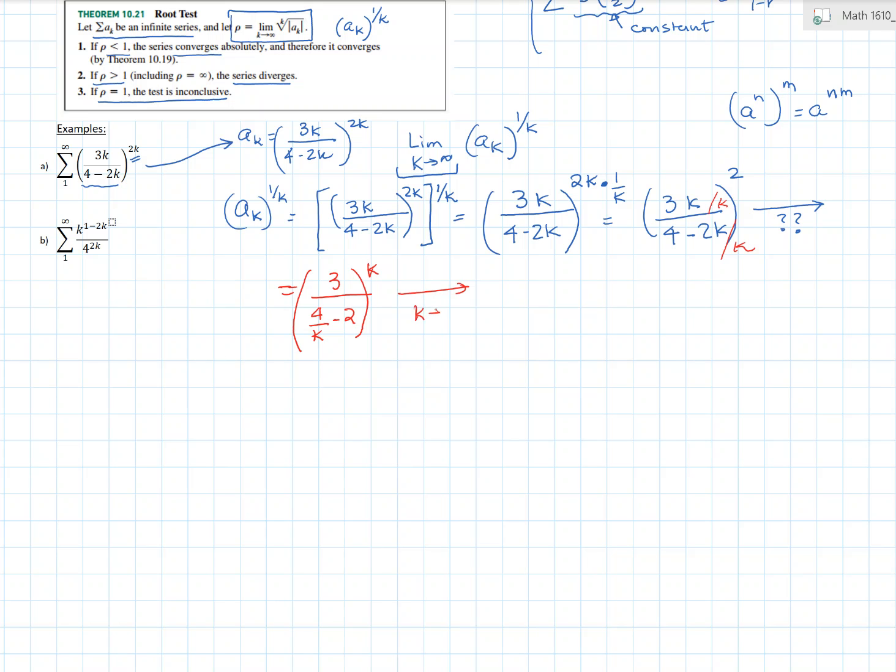Now let's take k to infinity. As k goes to infinity, I'll be left with 3 over 0 minus 2, squared, and that will be 9 over 4. Now this is clearly greater than 1, therefore this series diverges.